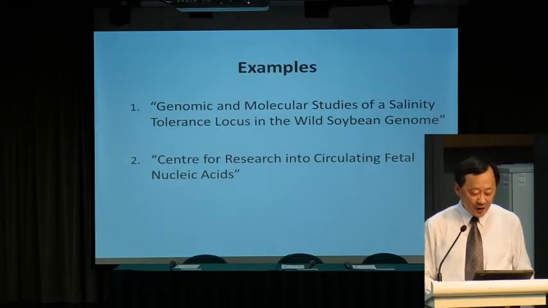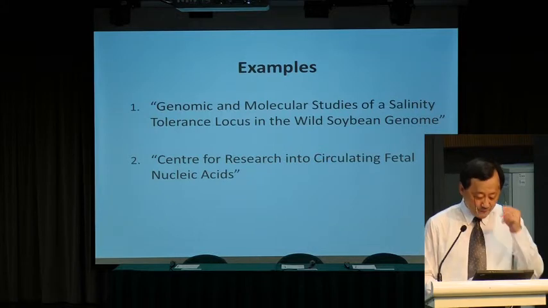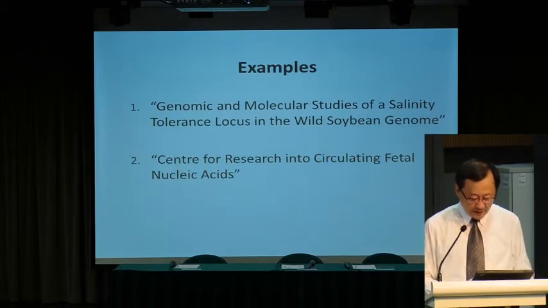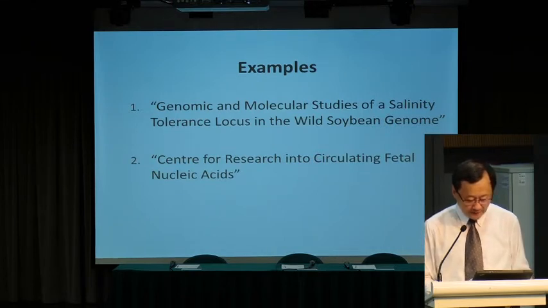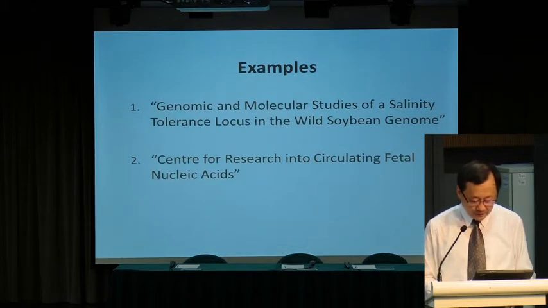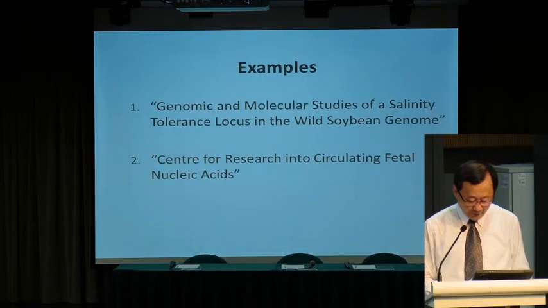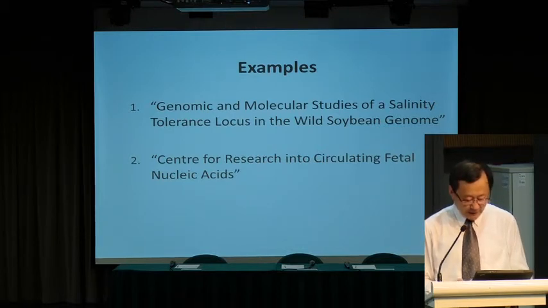So first is the genomic and molecular studies of a salinity tolerance locus in the wild soybean genome. In this project, the PI has successfully obtained important genomic data and constructed unique genetic materials to identify a major salinity tolerance locus in the wild soybean genome. The project has an indirect output of various stress-tolerant soybean lines. Through further collaborations with agricultural scientists in mainland China, 2 new soybean lines were generated and have been approved by Gansu province for release to farmers for cultivation use. The project has a societal and economic impact in China.